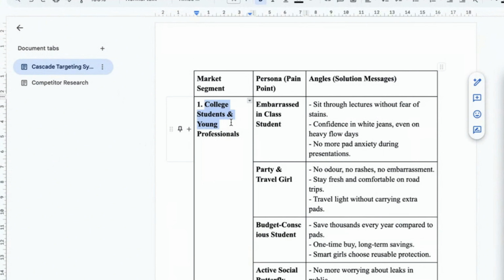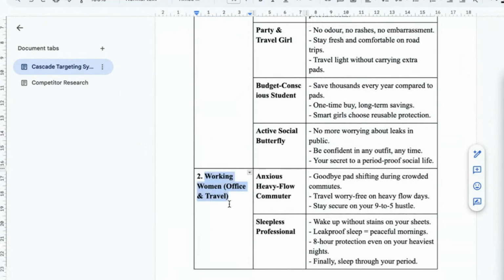So what we have done for our clients is divide into market segments. Let us say the product is a period panty. We have different market segments. The first market segment is college students and young professionals. Working women is the second market. Third, moms and homemakers. Then fitness and wellness. Every woman falls into these different segments.